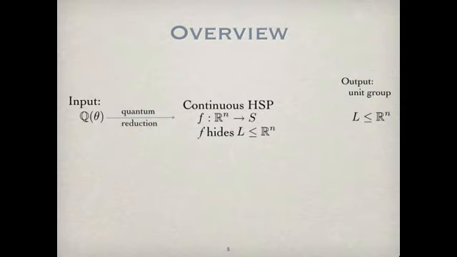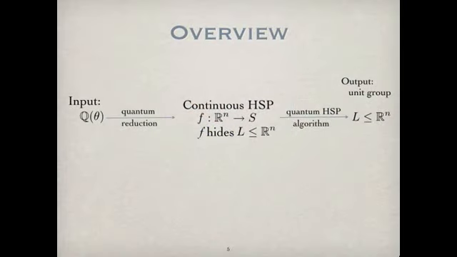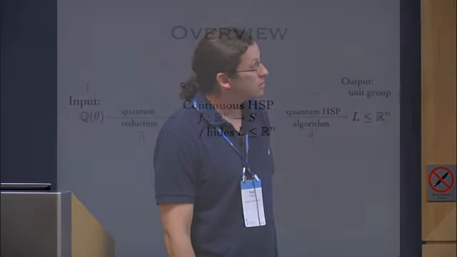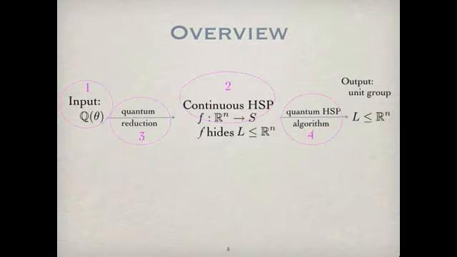Okay, so here's an overview of the way the algorithm is going to work, and the talk is going to work. The input is going to be a number field, and I'll tell you what that is. There's a reduction to a hidden subgroup problem in the middle, and then we give a quantum algorithm to solve that hidden subgroup problem. So this is the order I'll go through.